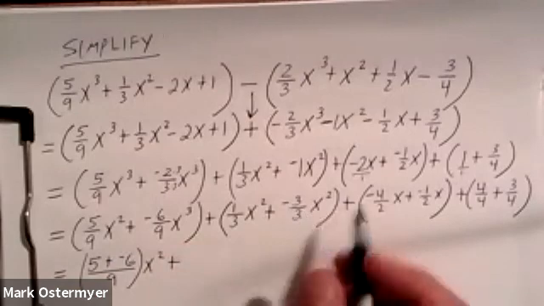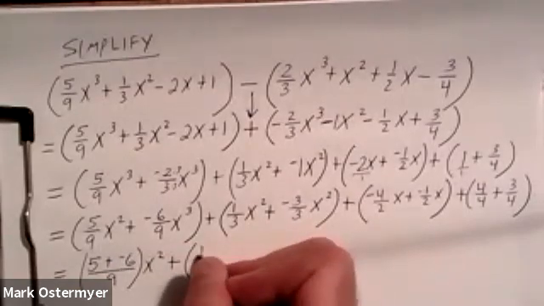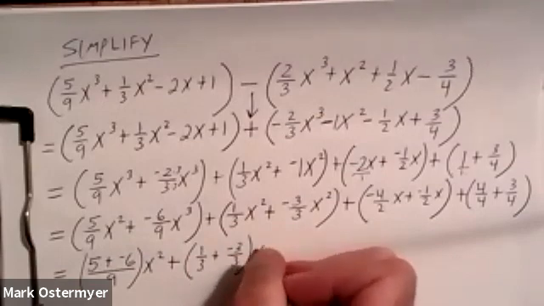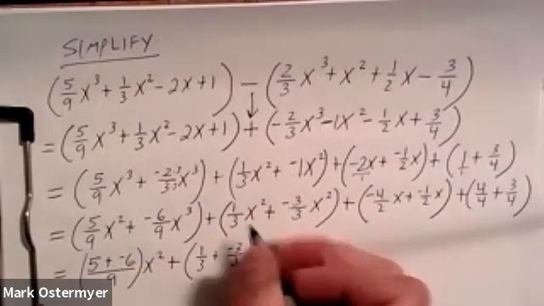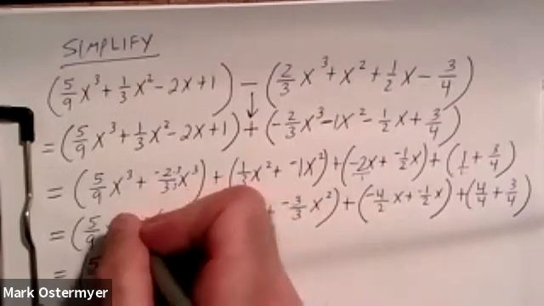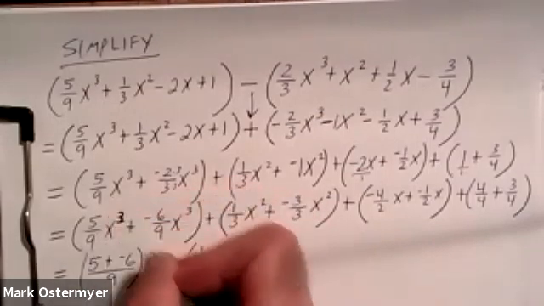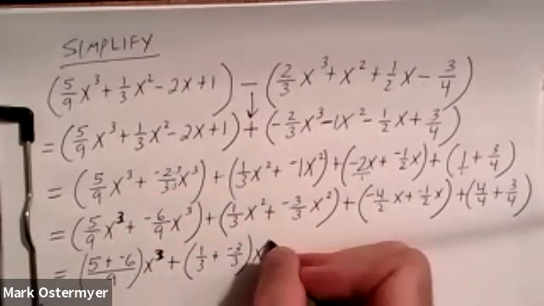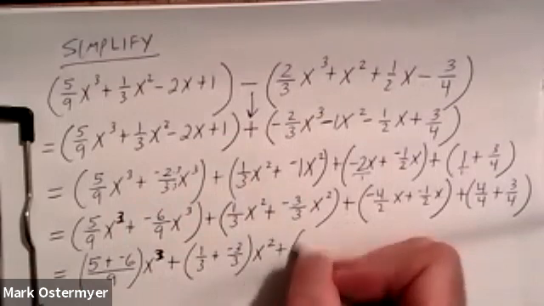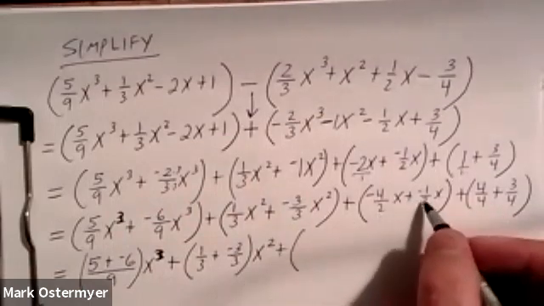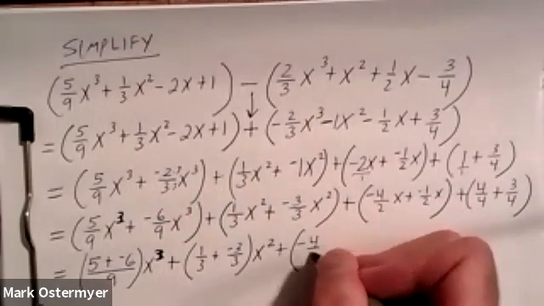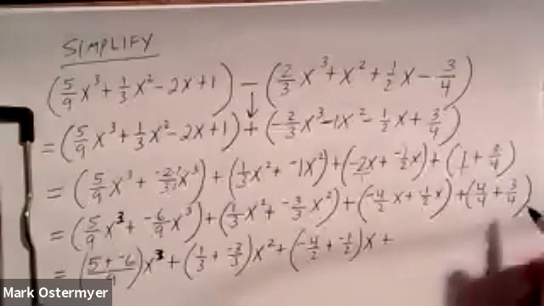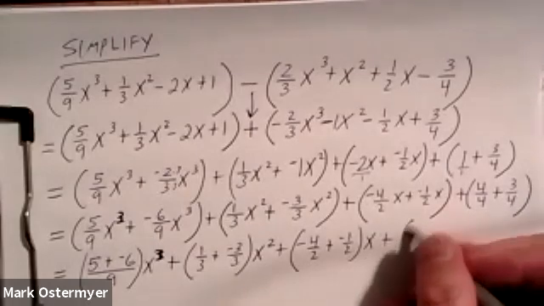One-third plus a negative 3/3 x squared. You know what? This should be x cubed here. My bad. This should be x cubed. Okay, sorry about that. X cubed. This will be x squared. Negative 4/2 plus negative 1/2 x. And 4/4 plus 3/4.